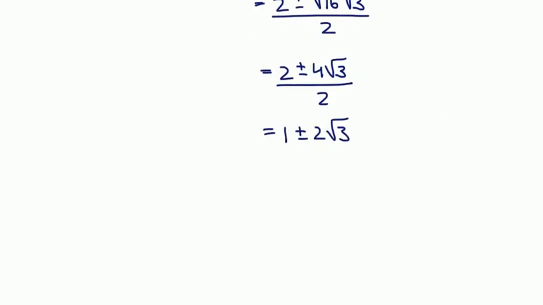So now we found the two other roots. So our final answer, solving the cubic equation, we found x is equal to 1, x is equal to 1 plus 2 times the square root of 3, and x is equal to 1 minus 2 times the square root of 3.